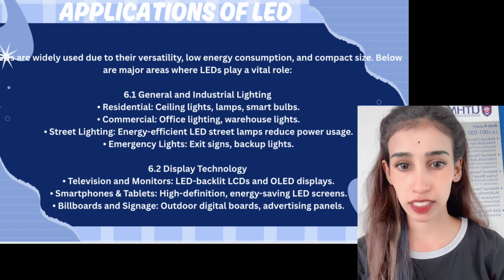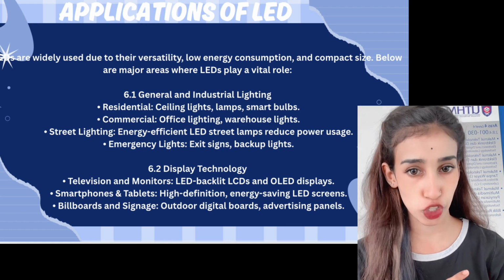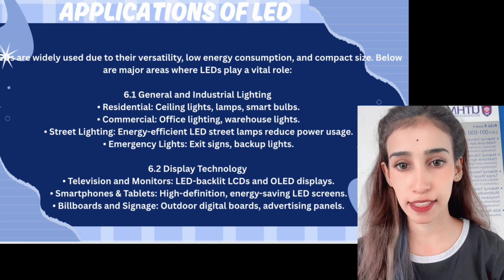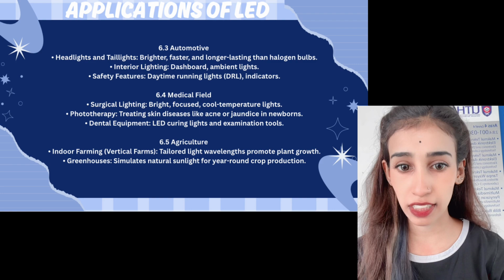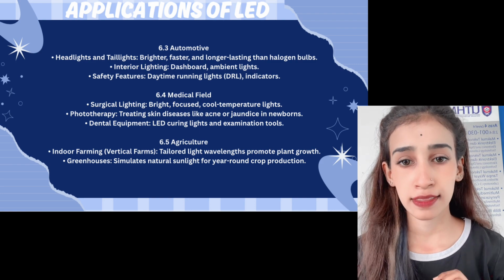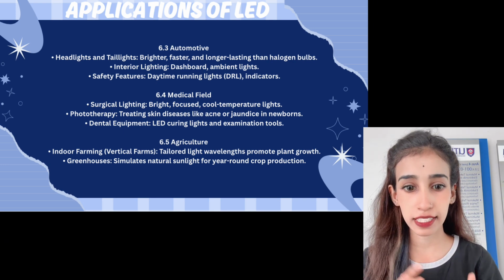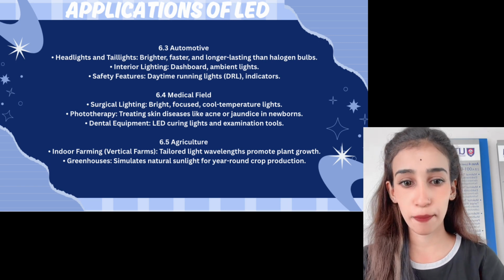Second is display technology, which includes televisions and monitors, smartphones and tablets, and billboards and signage, which are outdoor digital boards or high definition energy saving LED screens. Third is automotive, which includes headlights and taillights, and interior lighting, safety features such as daytime running lights, dashboard, and ambience light. And we look at the fourth one, the medical field, which includes surgical lighting, phototherapy, dental equipment such as LED curing lights, treating skin diseases like acne and jaundice in newborns, and lastly bright and focused cool temperature lights.